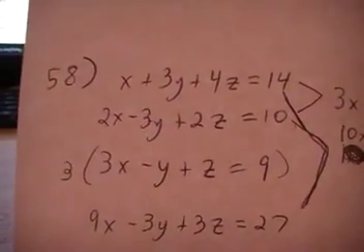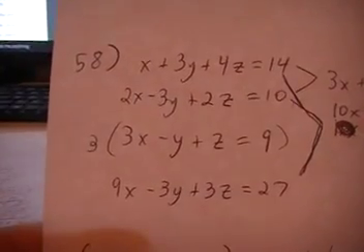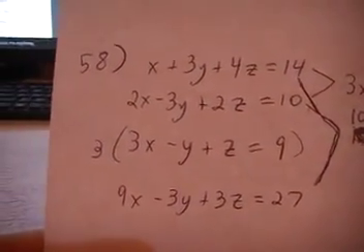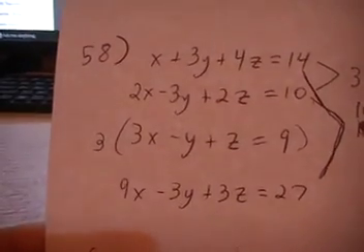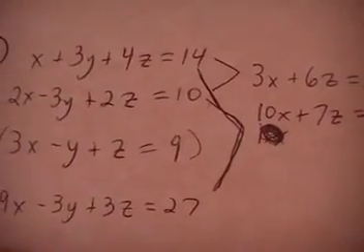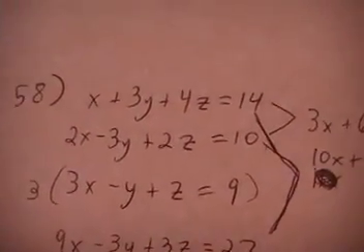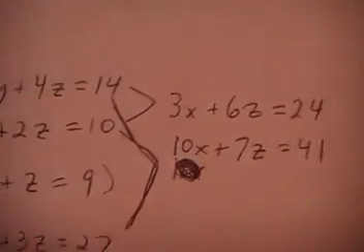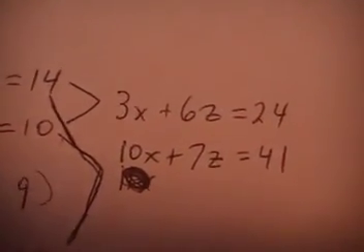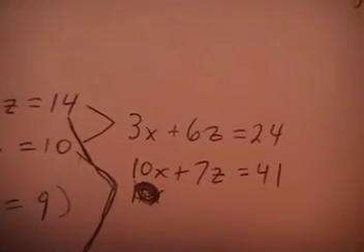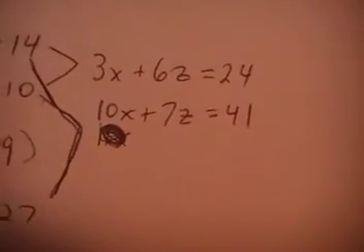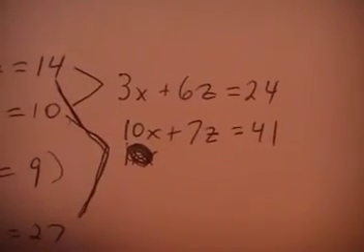Now add it all the way back to the first equation. x plus 9x is 10x. The y's cancel again. 3z plus 4z is 7z. And 27 plus 14 is 41. So by eliminating y 2 different times, I've now reached the point that problem 57 was starting at. Now we're back to what we normally have, 2 equations, 2 unknowns.